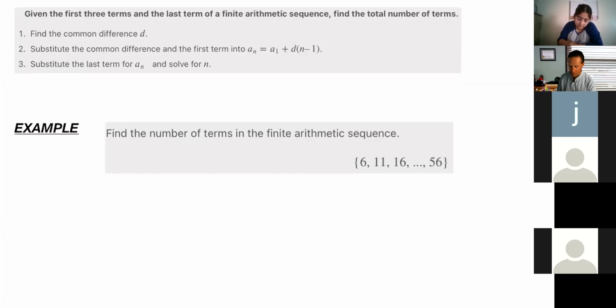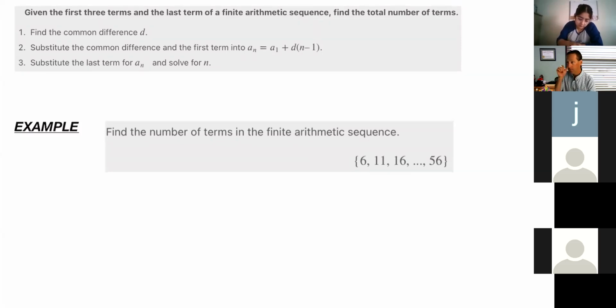Okay, so another thing that they'll ask us to do is take this, which what kind of sequence is this?